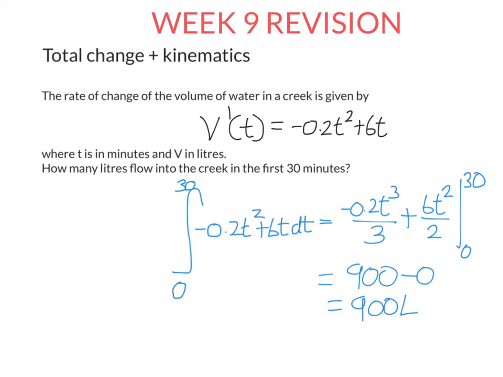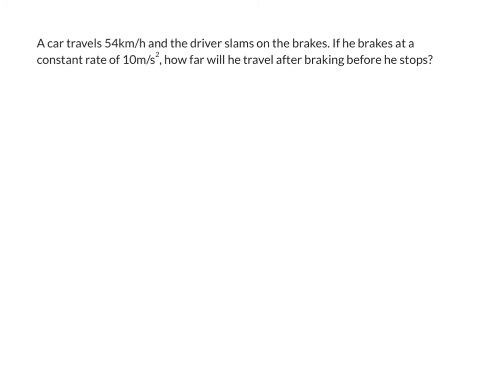Now let's look at a kinematics question. So let's look at this question here. A car is traveling 54 kilometers an hour, the driver slams on the brakes at a rate of 10 meters per second squared, and how far will he travel after braking before he stops? So what we're looking for here is the change in displacement, and usually we use x(t) for displacement. That's what we're after. So using what we learned about total change, that's just going to be the integral of velocity between two limits here.